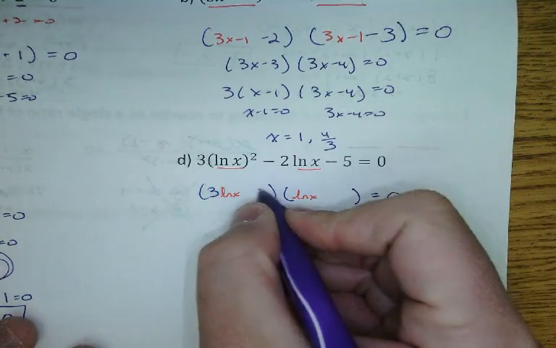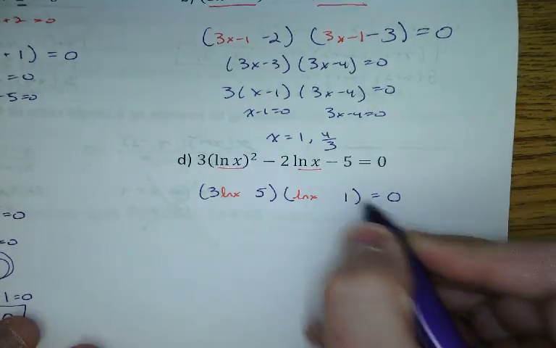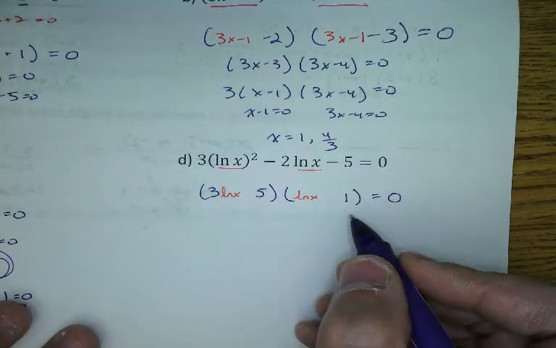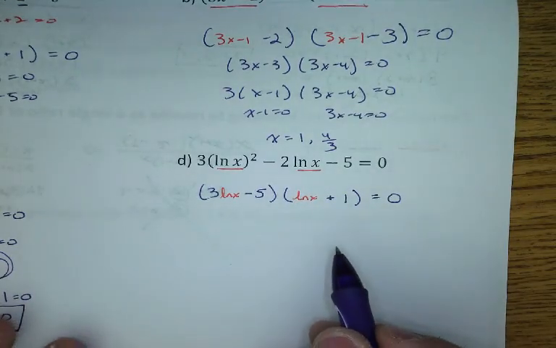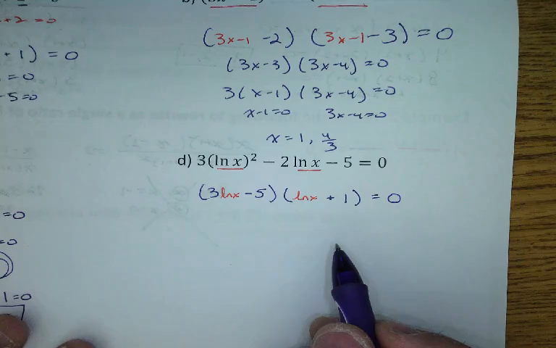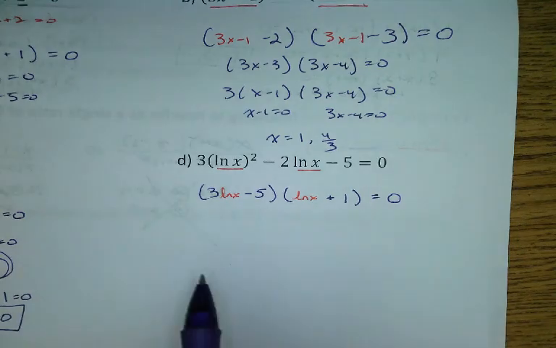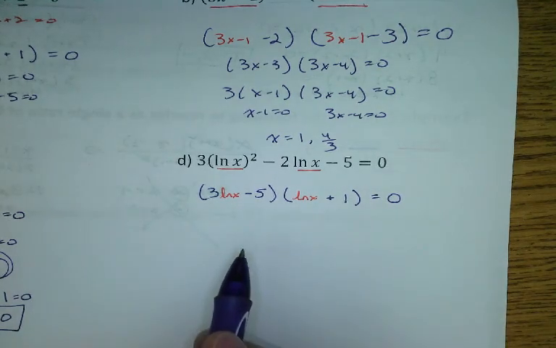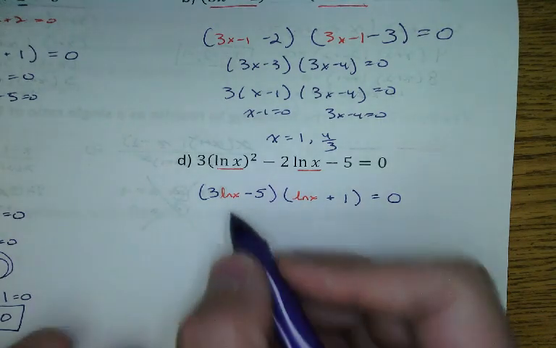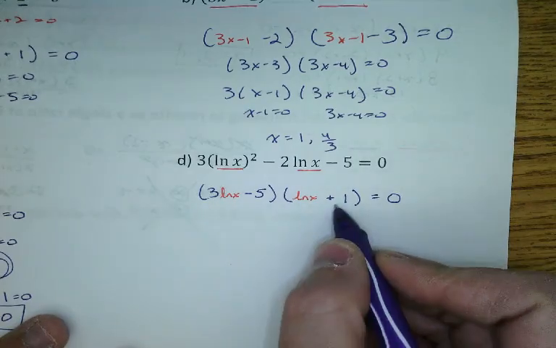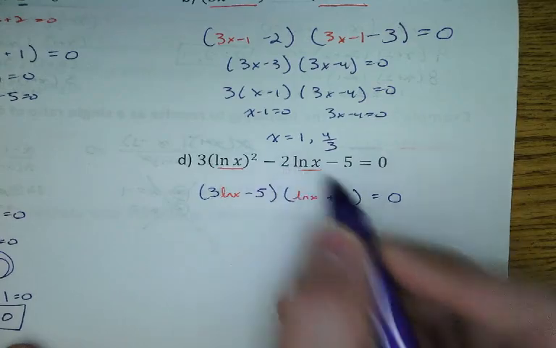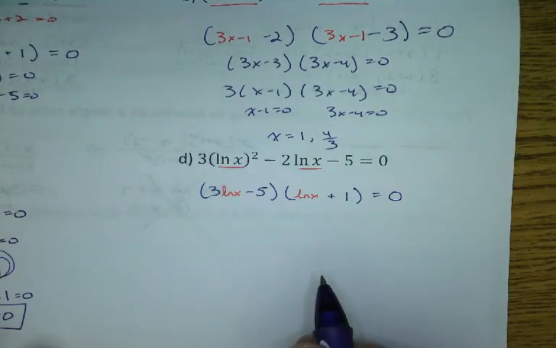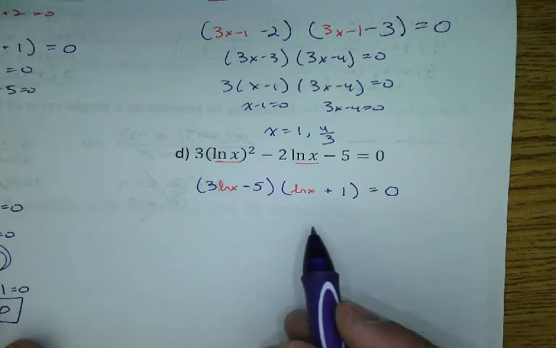So I hear 5 here and 1 there. How do I get a -2? -5 plus 1? Does that work? Half of you are saying I don't get it. But how do you get -2 from that? You're going to get 3 ln of x's, and you're going to take away 5 ln of x's. That's going to give us a -2 ln of x. Get it? Okay.